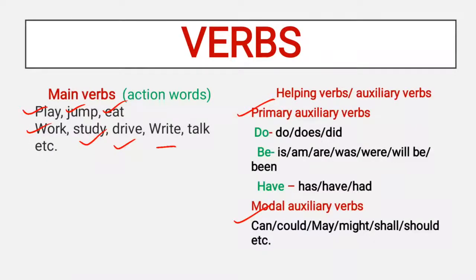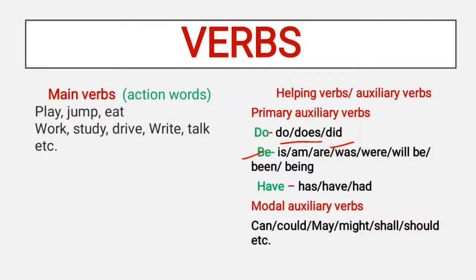As you can see here, primary auxiliary verbs are again further divided into three categories: do form of the verbs, be form of the verbs, and have form of the verbs, all three of which can function as either main verbs or helping verbs. Do and does are used in present indefinite tense and did is used in simple past, or you can say past indefinite tense. Be form of the verbs are used in simple present and simple past tense.